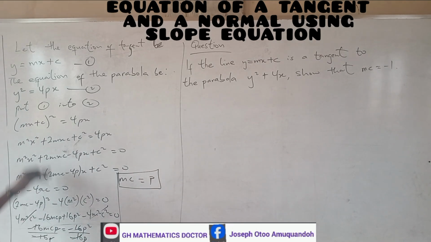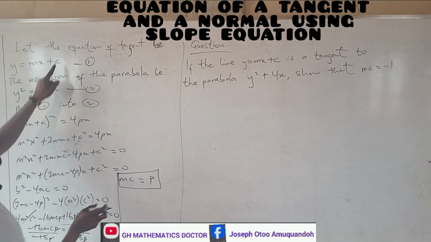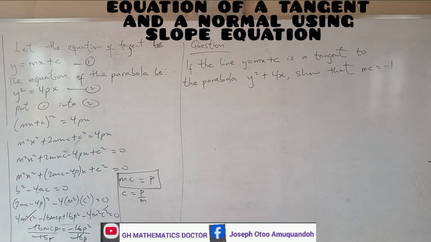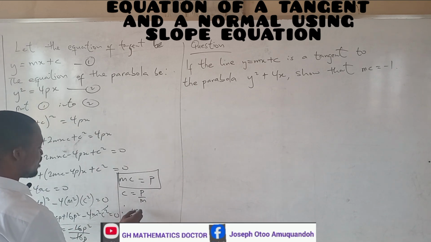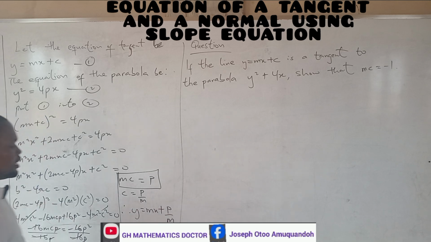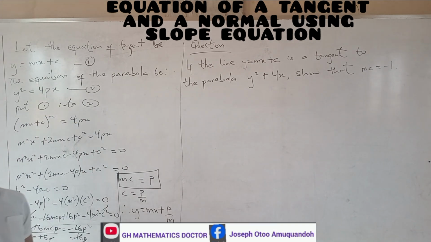With this, using the equation of the tangent, we make c the subject to replace what we have here. So our c is going to be p over m. When we replace it here, the equation of the tangent will be in the form y equals mx plus p over m. And this is the equation of the tangent. This is the general equation of the tangent in terms of the slope.